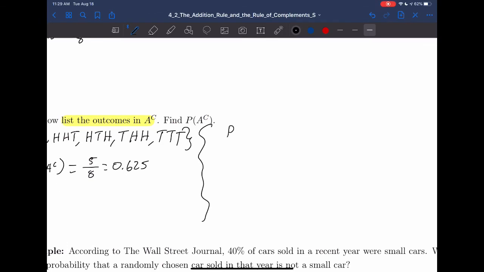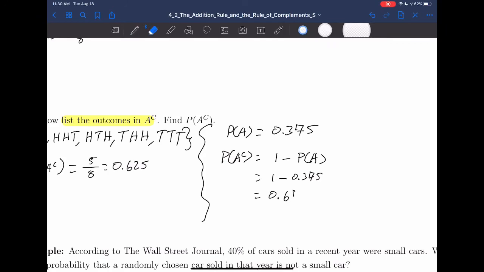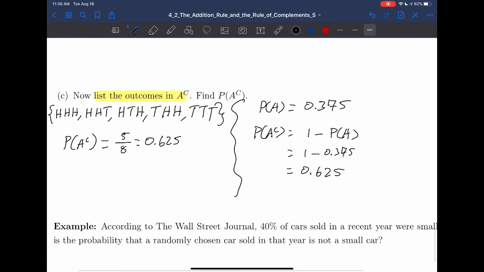But there's another way. If we know the probability of A is 0.375, then the probability of A complement will be 1 minus the probability of A. If you compute this, it will give you exactly the same number as what we did earlier. And notice that they're the same.